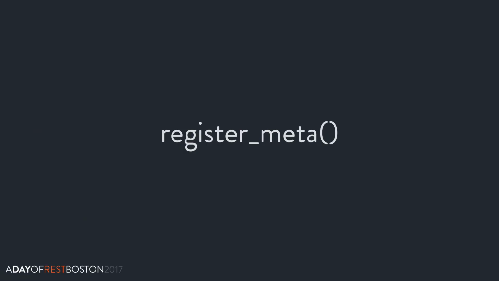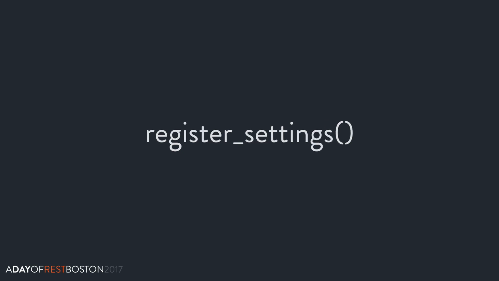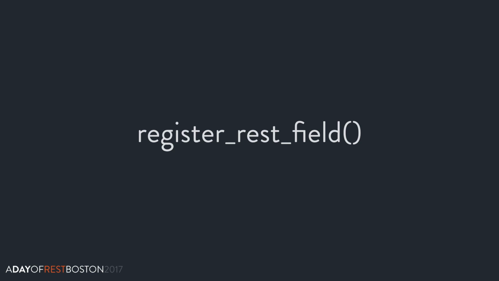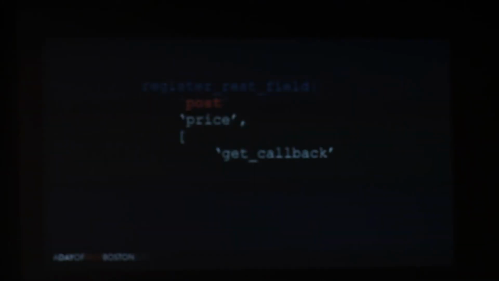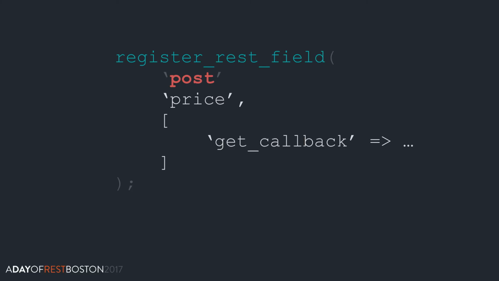You can also use register meta to include post meta in the REST API. You can use register settings to include settings in the REST API. You use register REST field, again, to add on completely custom items that you want, maybe that aren't backed by post meta in the REST API.